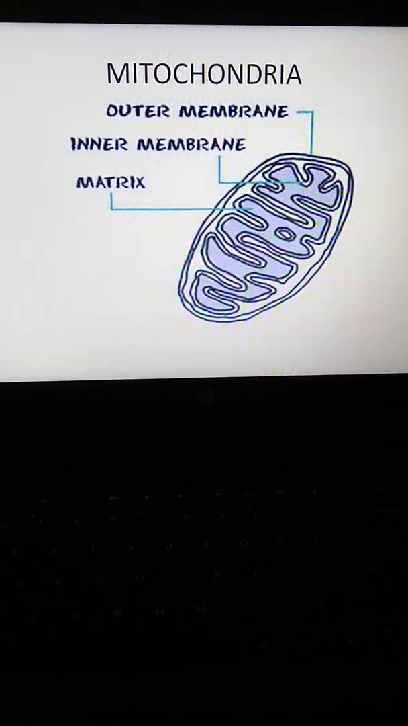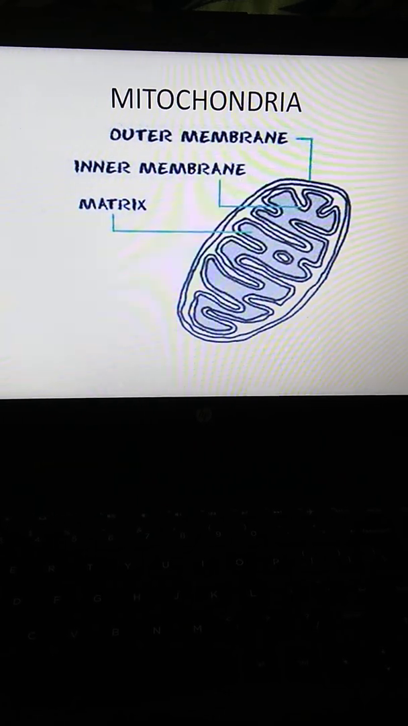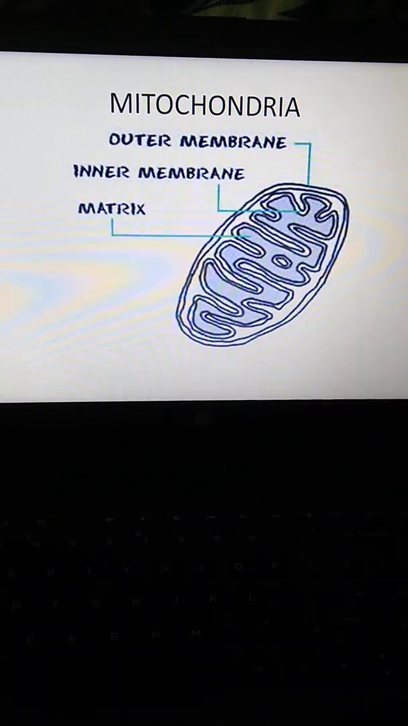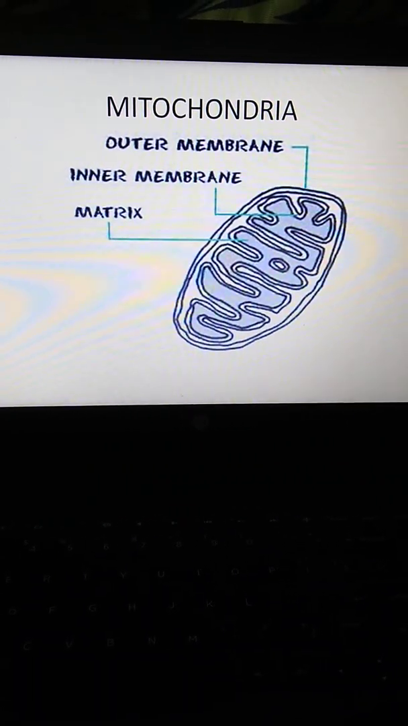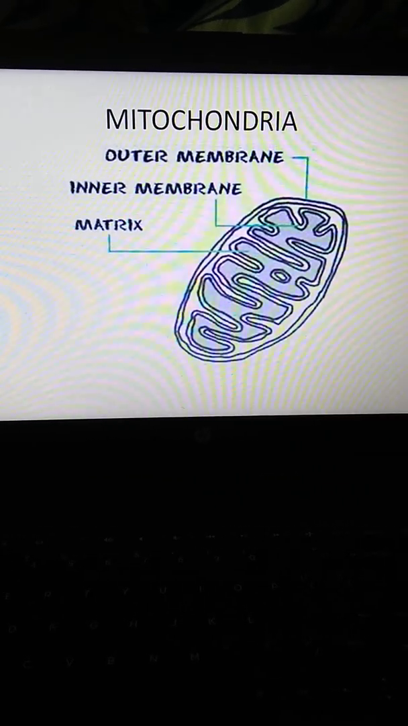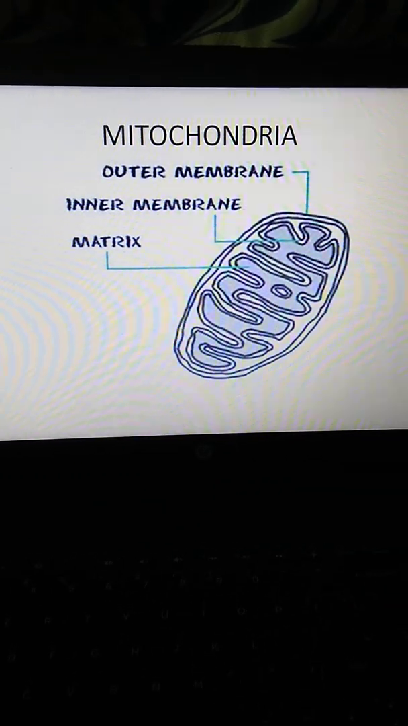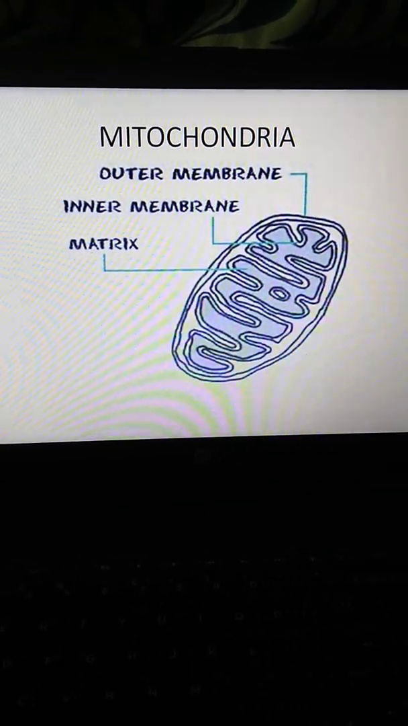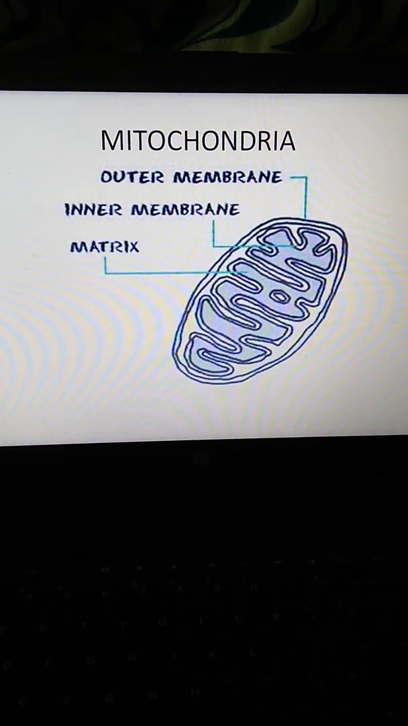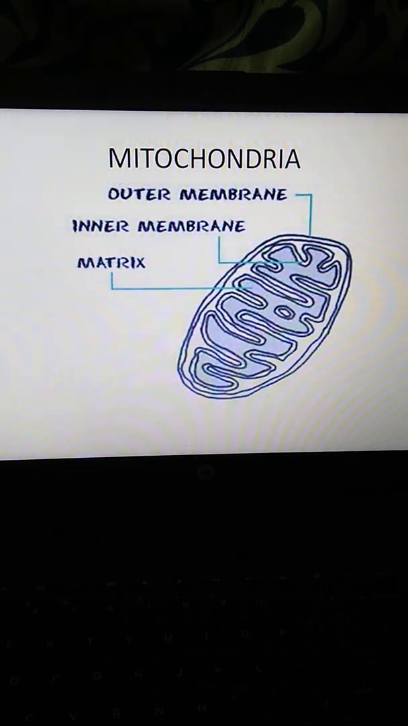Hello students, today we are going to start with another very important cell organelle which is found in our cell, and that is known as mitochondria. To start with mitochondria, I have made a very basic image of mitochondria. It consists of outer inner membrane with matrix inside, and can you just make out some finger like projections? We'll come to it in the next slide.